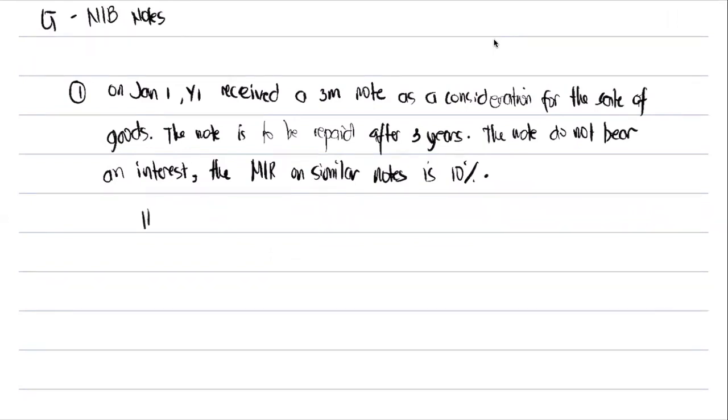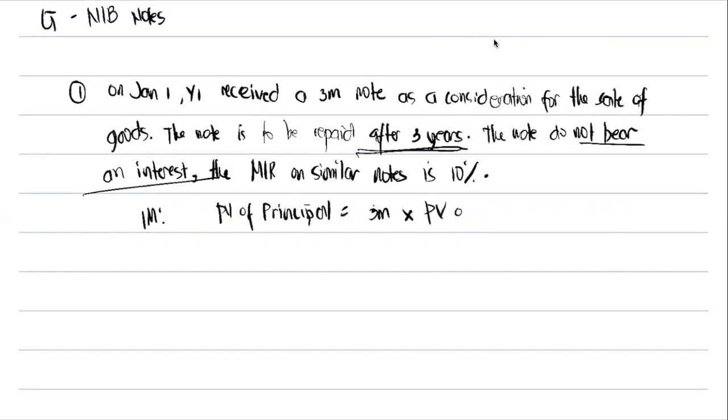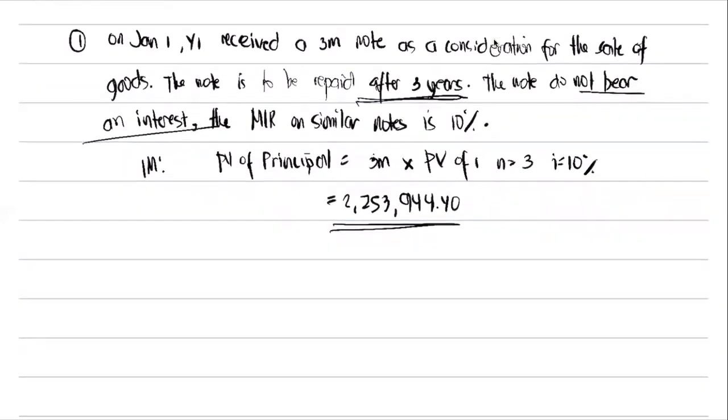So we determine the initial measurement. Since it is to be repaid after 3 years and it does not bear an interest, we just get the present value of principal. So the present value of principal is equal to 3 million multiplied by PV of 1, N is equal to 3, I is equal to 10%. So what is our initial measurement? Our initial measurement is equal to 2,253,944.40.